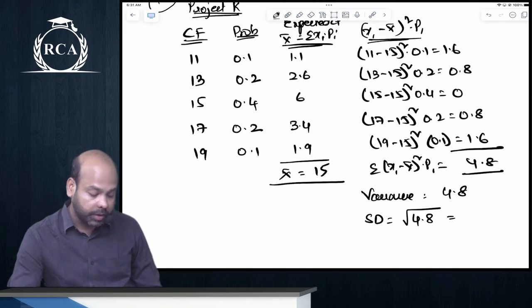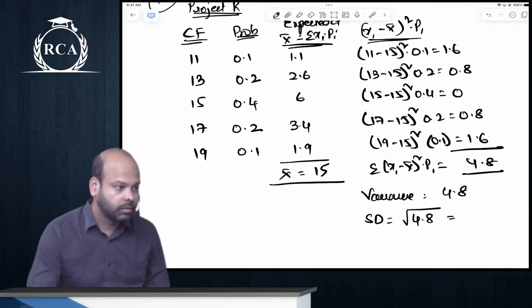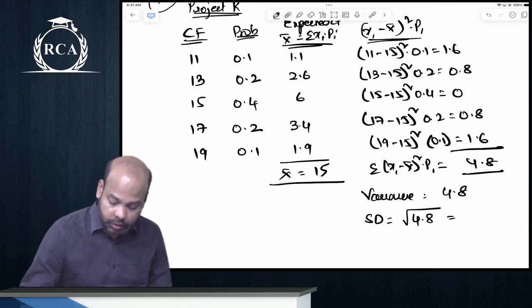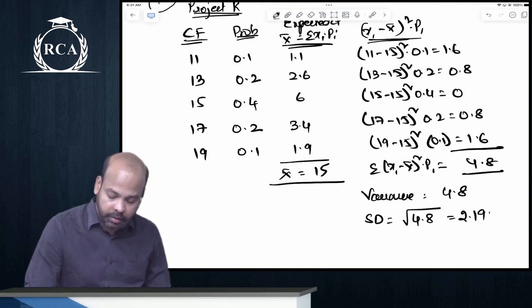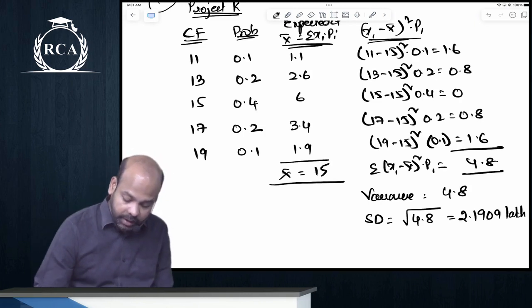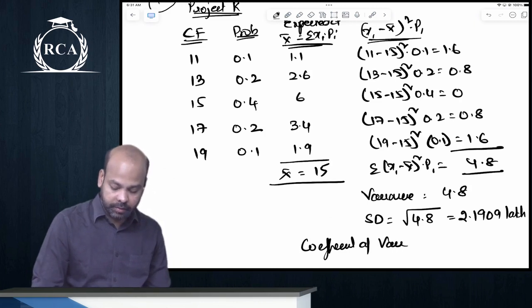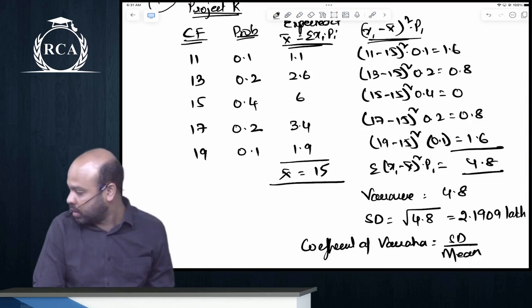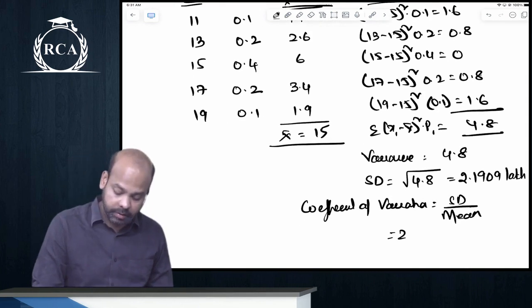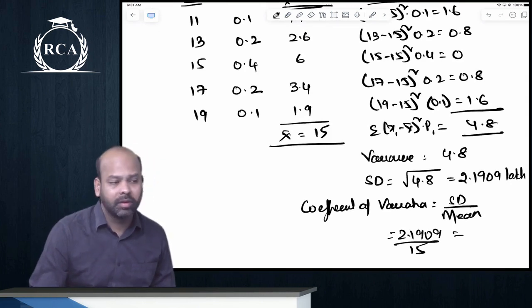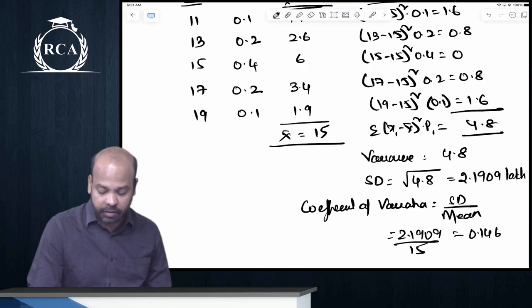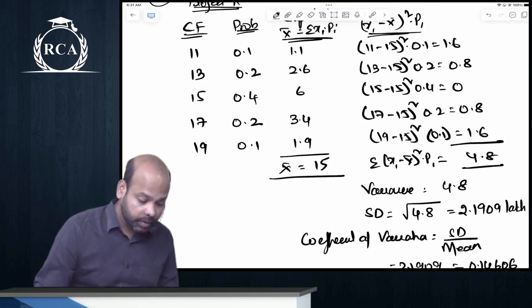What is the standard deviation? 2.19. Remember this is in lakhs, beta. Variance was lakh square but this is lakhs. Coefficient of variation, guys: standard deviation divided by mean. How much is your mean, guys? 15. 2.1909 divided by 15, beta, 0.1460.